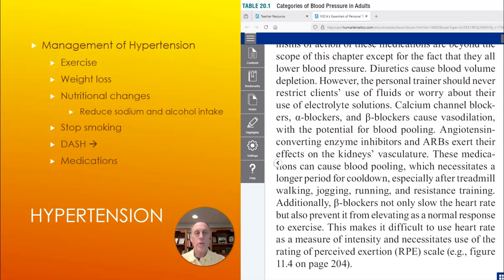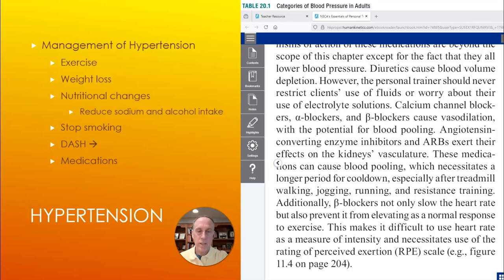And when you have a person working out, that's why it's important to have them, not in a scared manner, but a cautious manner, stair-step their way into their workout program to have an understanding of just what they can tolerate in terms of workload and what they cannot. They know the medications can cause blood pooling, which necessitates a longer period for cool down, especially after a treadmill. So what they talk about is this: beta blockers not only slow the heart rate, but also prevent it from elevating as a normal response to exercise, which I agree with.